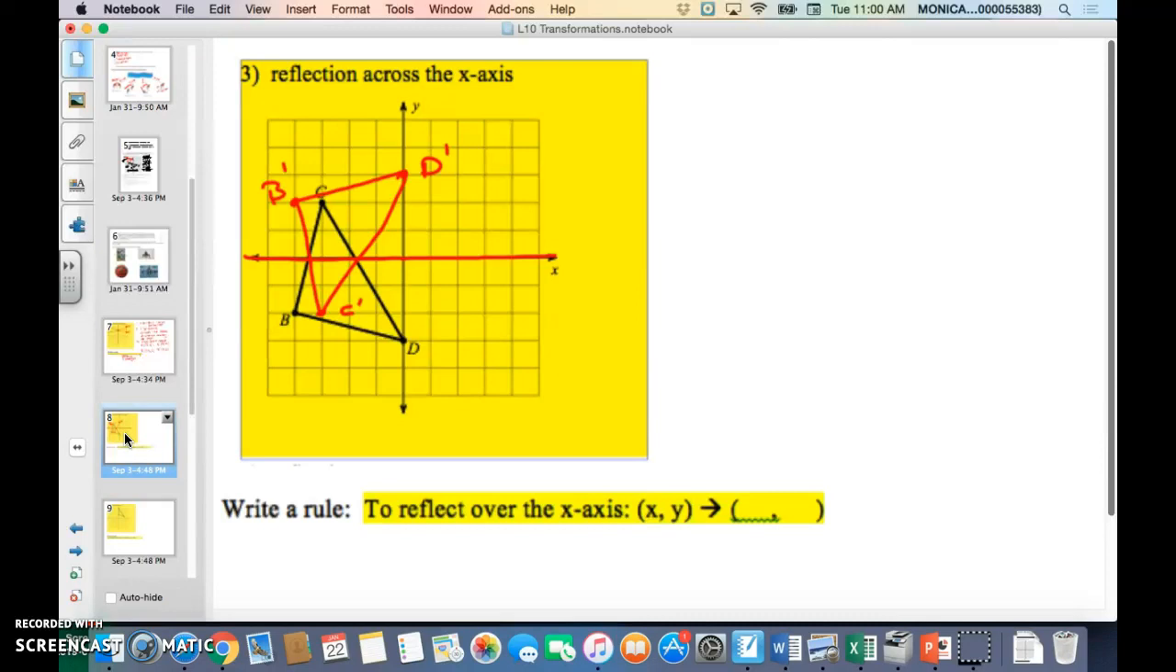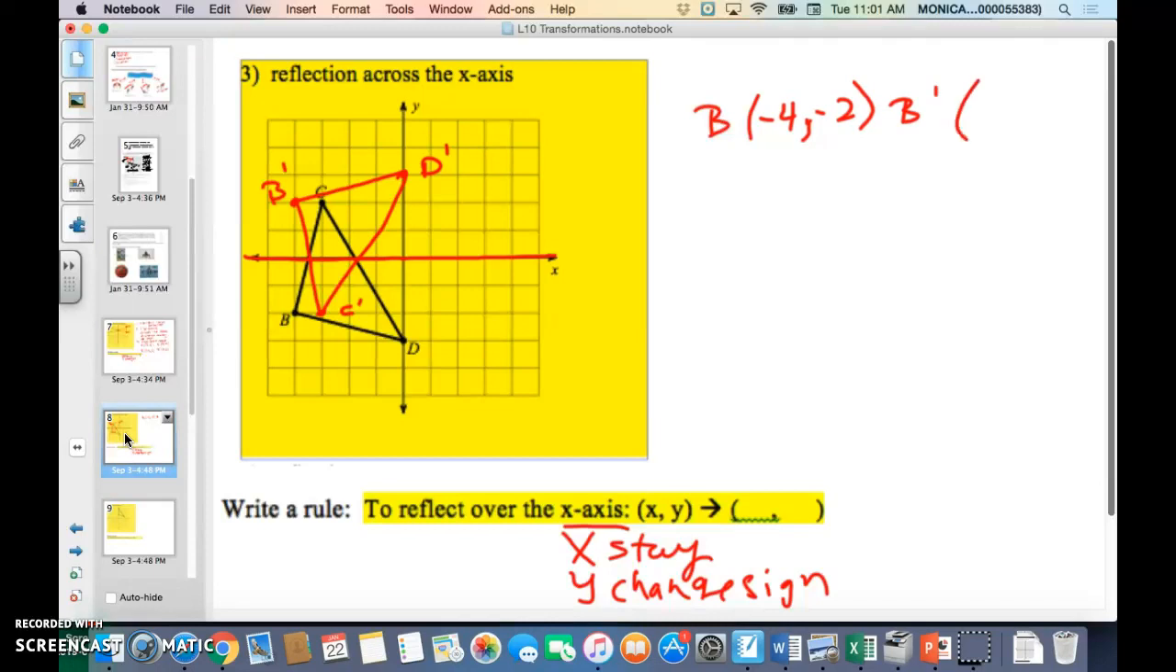So let's make a prediction. If when we flip across the y-axis, the y stays the same, my prediction is that x is going to stay the same, and y is going to change sign. All right, so let's see if our prediction is true. So let's compare coordinates. So B is at -4, -2, and B prime, check it out, is at -4, +2. So it did work out. The x is going to stay the same, and the y is going to change. So we write that as x, comma, -y.